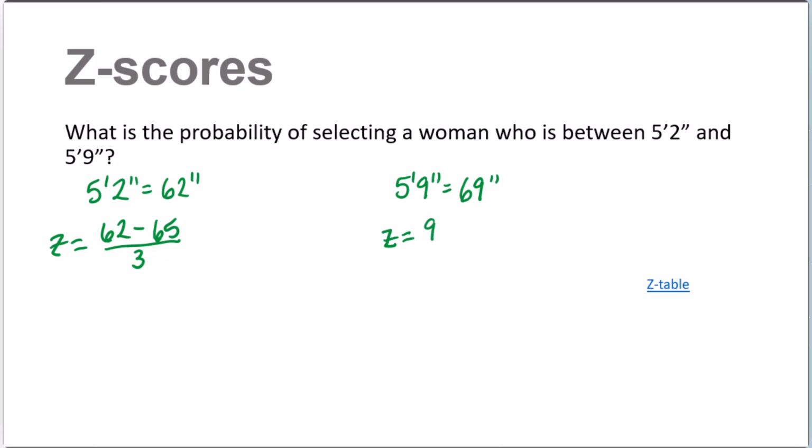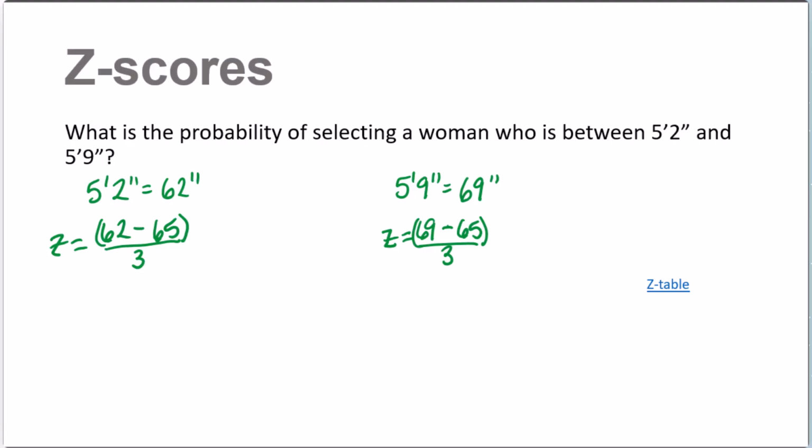For 69 inches, I have 69 minus 65 divided by 3. You can calculate these in a calculator or Excel or whatever method you're looking at. If you do calculate these in something like Excel or a graphing calculator, make sure that you're doing the subtraction first before the division. So if you enter it all as one calculation, you need parentheses around those subtractions.